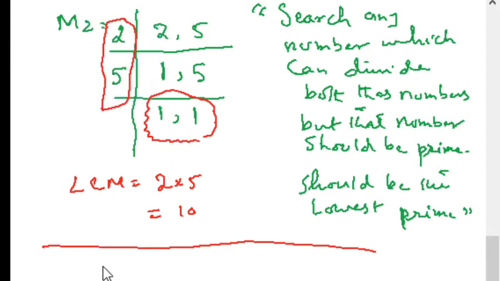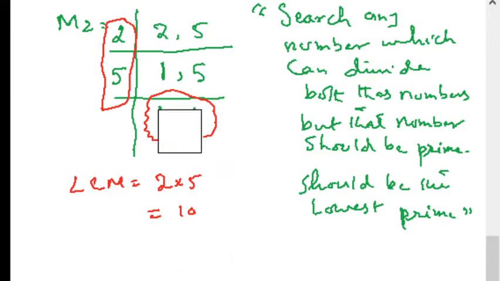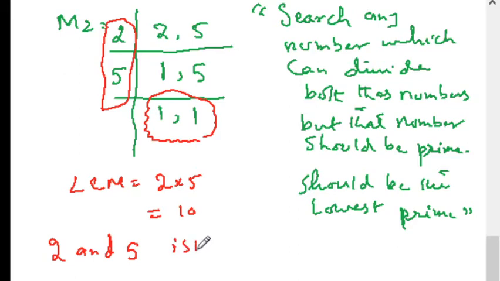Look at 2 and 5. Is there anything common between them? Do you see anything common between these two numbers?